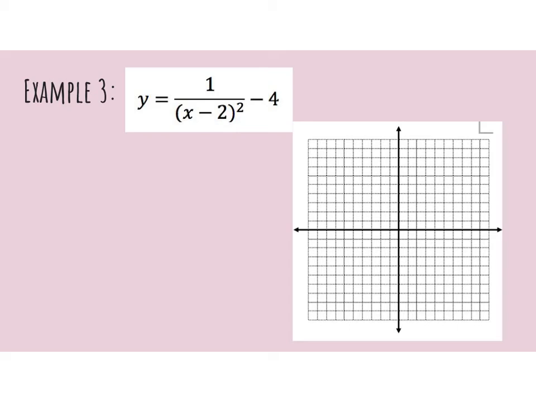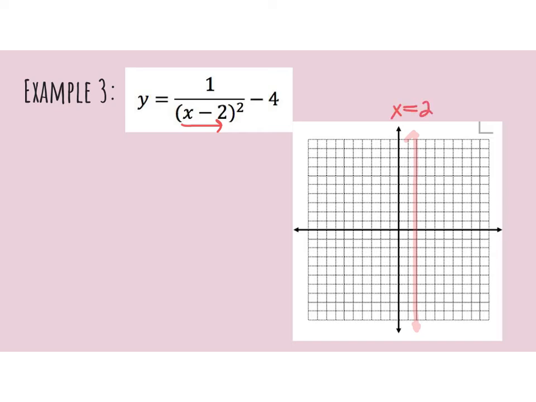Let's look at example 3. This one is a definition of a reciprocal squared function, so it's going to look like the volcano. The transformations, though, behave the same as they did in another function. Because of this denominator, that's our horizontal shift, so it's moving our vertical asymptote 2 units to the right. So I'm going to highlight that. And again, I'm going to label that.